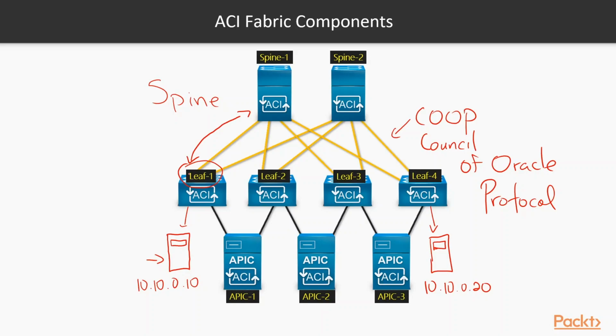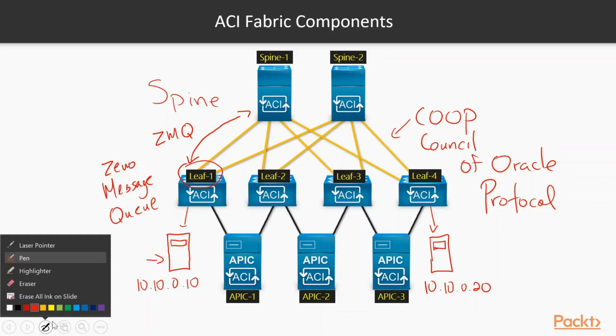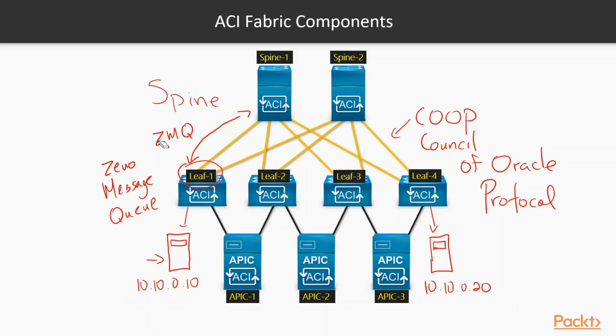Okay? So with the Council of Oracle Protocol, there is information that is going to be exchanged between the spine and the leaf. And this information is going to be forwarded in a ZMQ, zero message queue. What it does, in a nutshell, is the leaf is going to announce via ZMQ on Council of Oracle. So the protocol will basically grab the information in this transmission format.